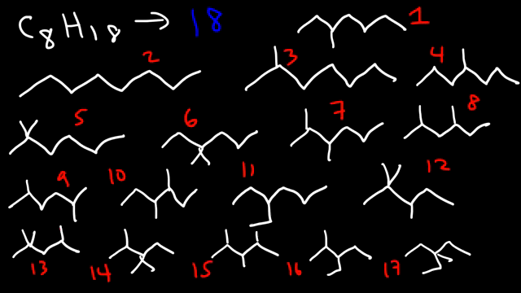Well, we can't go down to 4 carbons. Maybe we could go down to 4 carbons. If we go down to 4 carbons, we have to add 4 more carbons to get 8 carbons. So we could put 2 on carbon 2, and we could also put 2 on carbon 3. So that's 18. So these are the 18 constitutional isomers of octane.